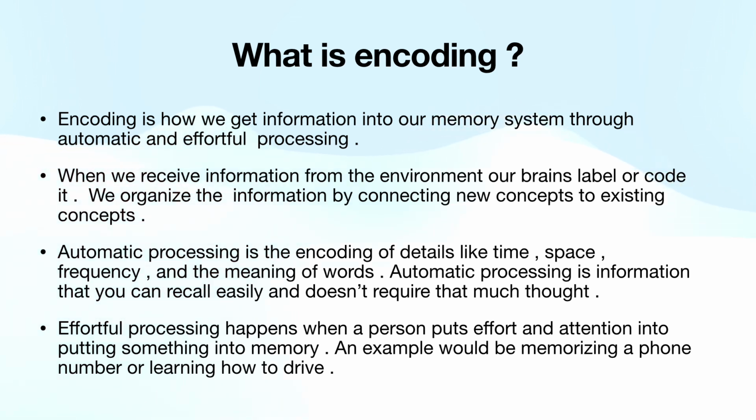Automatic processing is the encoding of details like time, space, frequency, and the meaning of words. Automatic processing is information that you can recall easily and doesn't require that much thought. Effortful processing happens when a person puts effort and attention into putting something into memory. An example would be memorizing a phone number or learning how to drive.